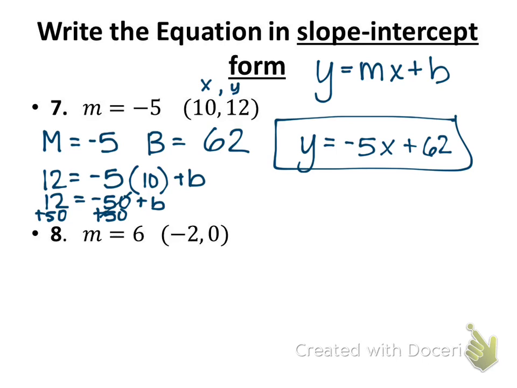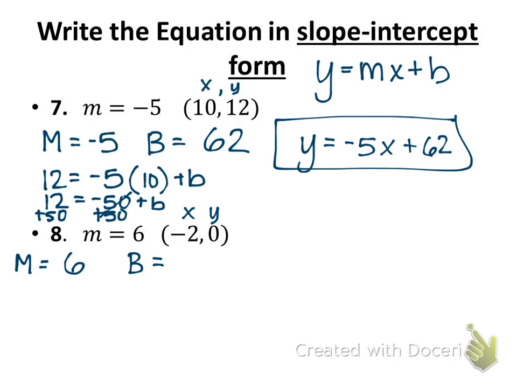What are the two things I have to write an equation in slope-intercept form? M and B. They gave us which one? Slope, M. What else did they give us? X and Y. They did not give us B. So I'm going to take y equals mx plus b and I'm going to plug in the numbers.